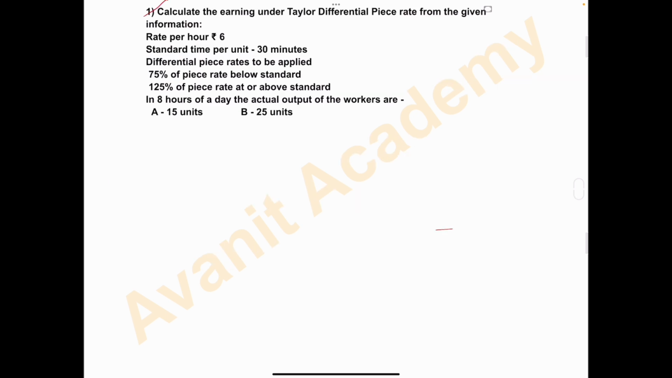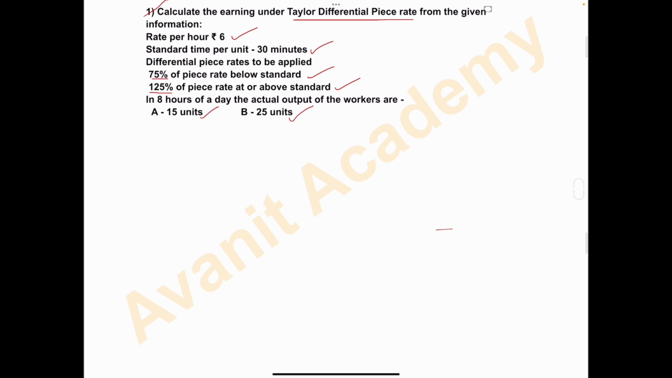Problem number 1. Calculate the earnings under Taylor's differential piece rate from the given information. Rate per hour rupees 6. Standard time per unit 30 minutes. Differential piece rate to be applied: 75% of piece rate below the standard, 125% of piece rate at or above the standard. In 8 hours of a day, the actual output of the workers are A, 15 units, B, 25 units.